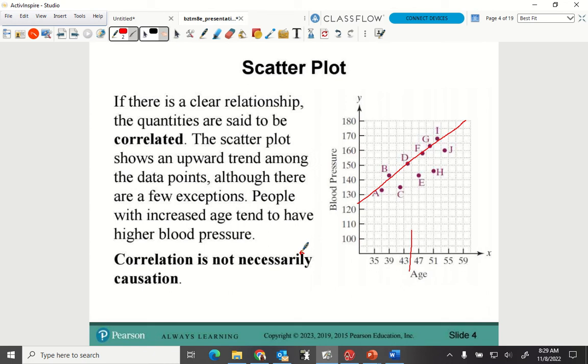So, correlation does not mean causation. Just because I am right here doesn't mean that age would be the reason for my blood pressure. That's what that means, right? So, there could be other things.